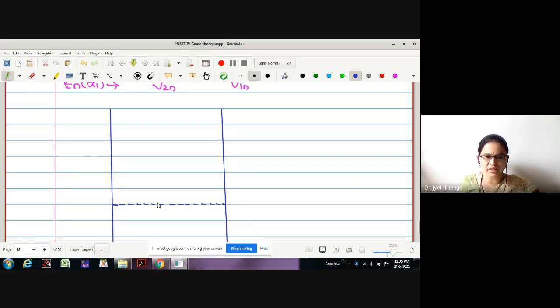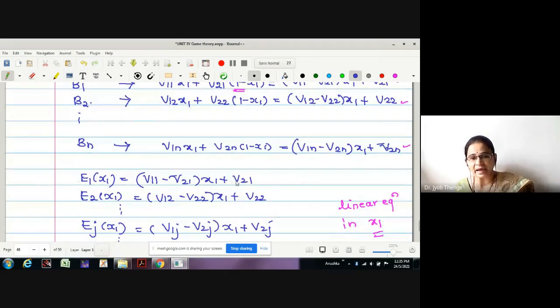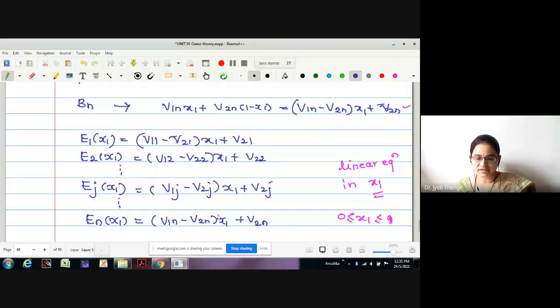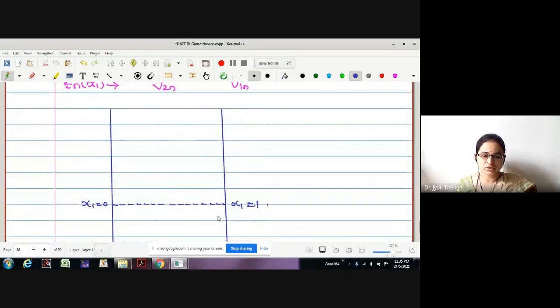We were keeping the distance between the two axes to be 1 unit. This is x1 equal to 0 and x1 equal to 1. Now we are going to plot every expected gain line, because this is a linear equation and is going to represent a line. So we plot a linear equation with the help of a straight line between these two axes.